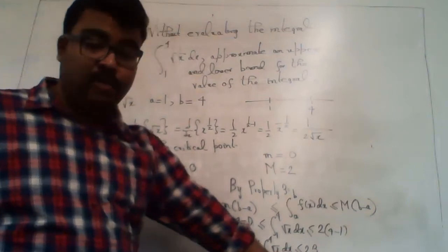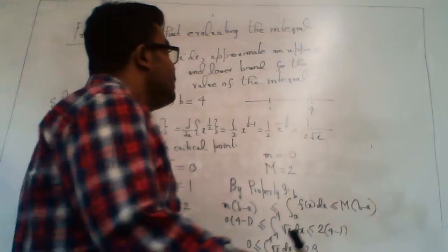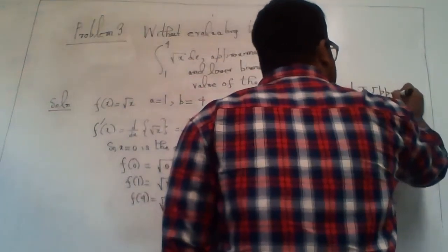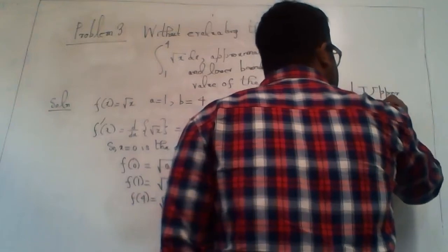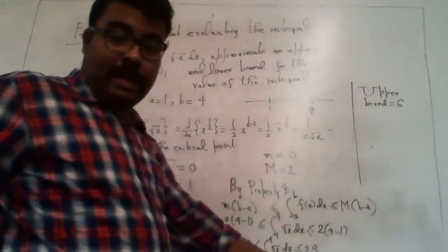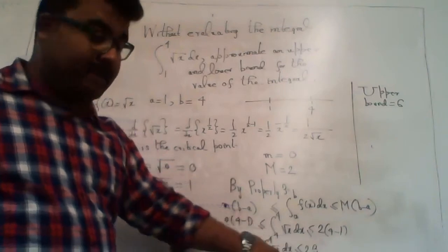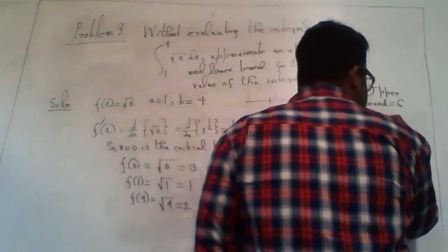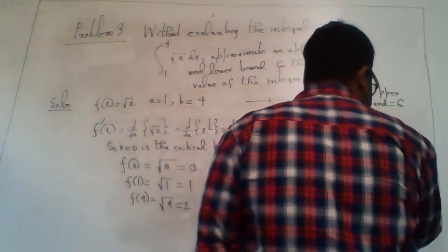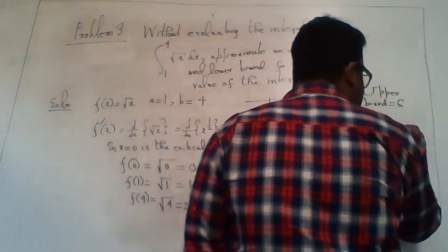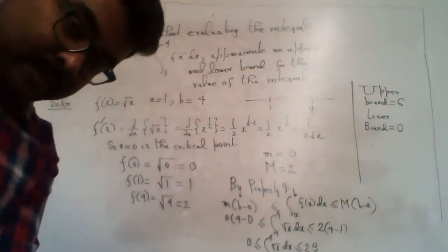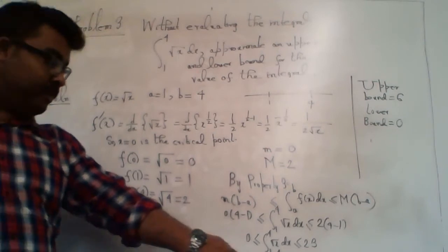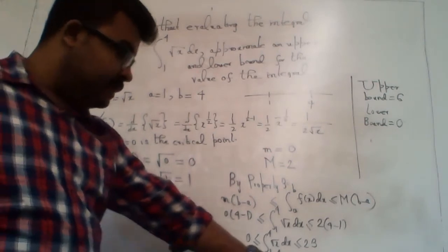So the two bounds I can write down: the upper bound is 6, and the lower bound is 0. From here you get the upper bound is 6 and the lower bound is 0.